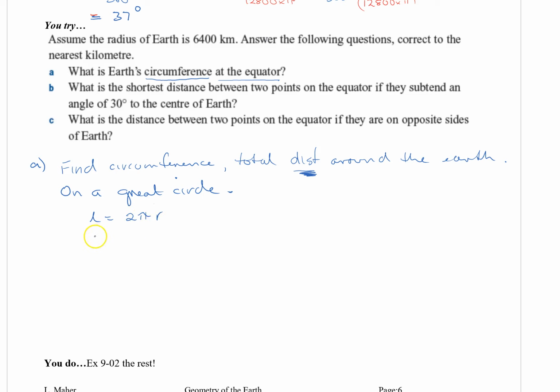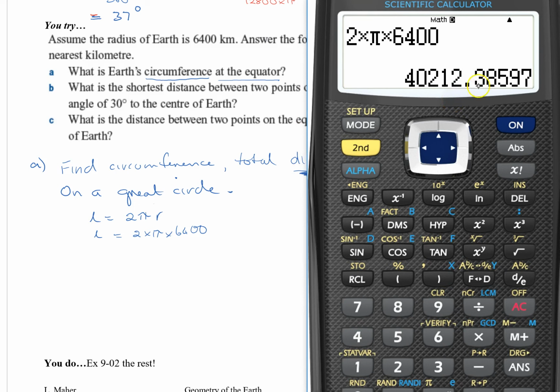Correct to the nearest kilometre. So yes, we are going to be cutting off at the decimal point, cutting off at the 3, which won't impact on the 2. So it's 40,212 kilometres.